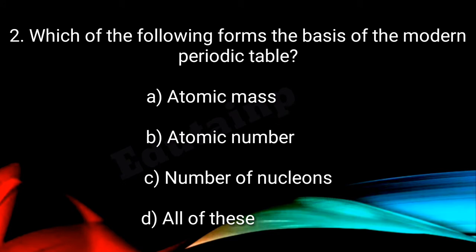Which of the following forms the basis of the modern periodic table? Option A: atomic mass. Option B: atomic number. Option C: number of nucleons. Option D: all of these.